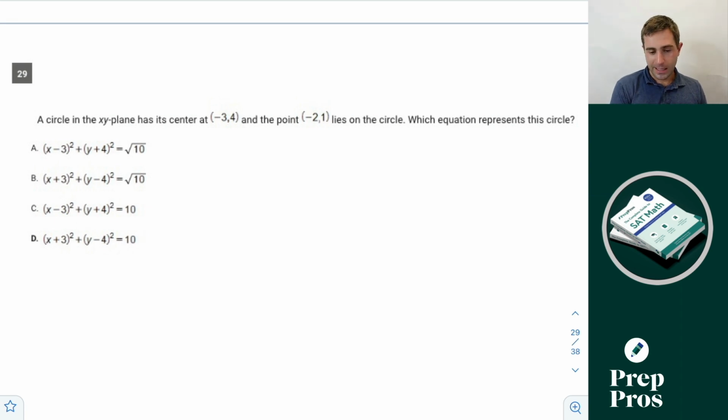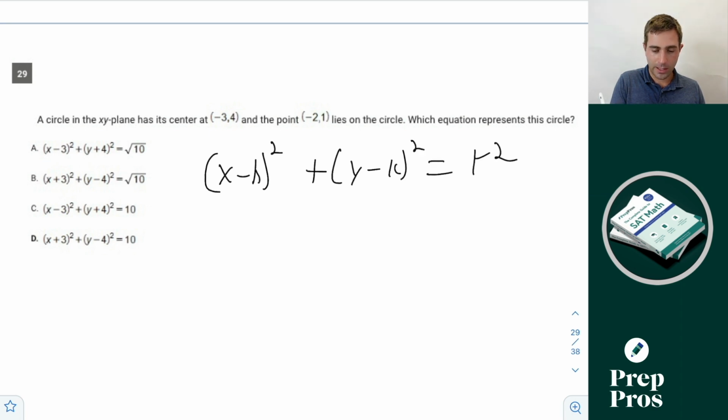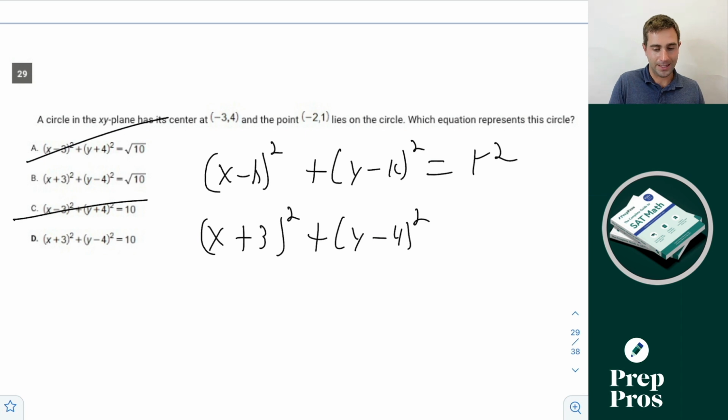A circle in the xy plane has its center at (-3, 4), and the point (-2, 1) lies on the circle. Which equation represents this circle? Well, first thing here is we know our standard form of a circle is (x minus h) squared plus (y minus k) squared equals r squared. So this is first going to be (x plus 3) squared plus (y minus 4) squared. That's going to give us the first part. So we can eliminate C, we can eliminate D.